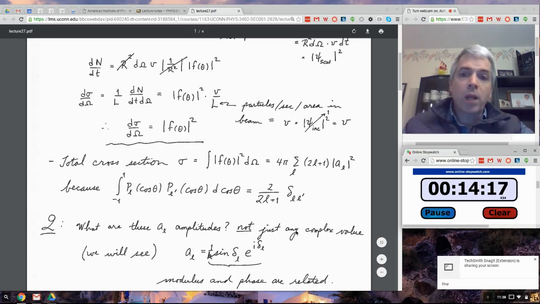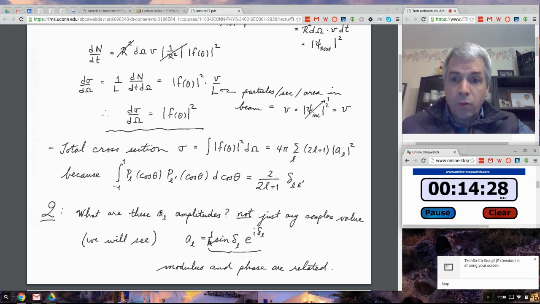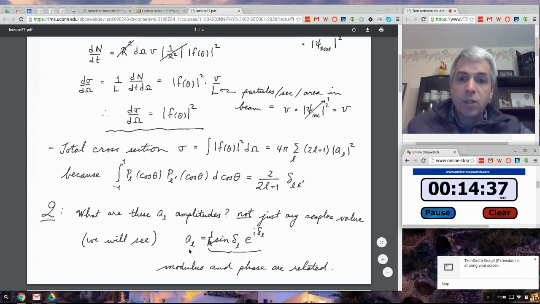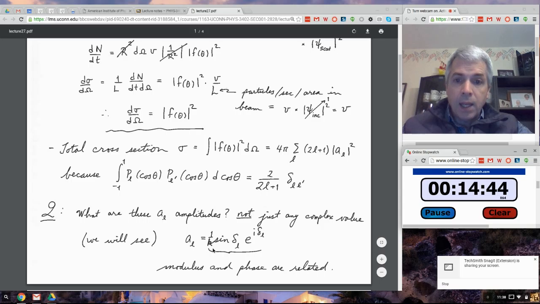The subject of the rest of this lecture is to try to get some insight into the meaning of these A sub L's. And there's a hint already just in the algebraic form of the A sub L's. We will see that the A sub L's can be written in this way. They are complex numbers, but they're built out of a single pair of real numbers. Those 2 real numbers, first of all, are K. Second of all, are this phase factor called delta L.